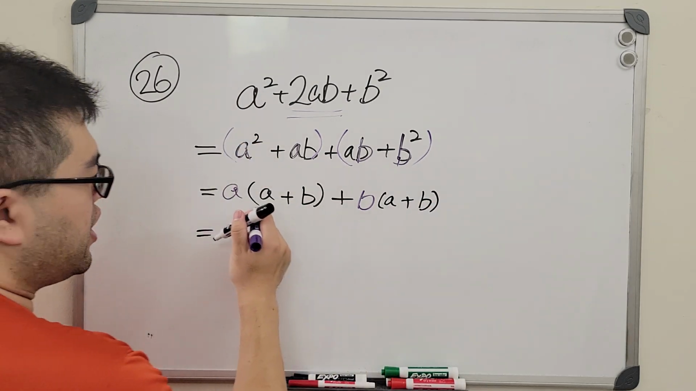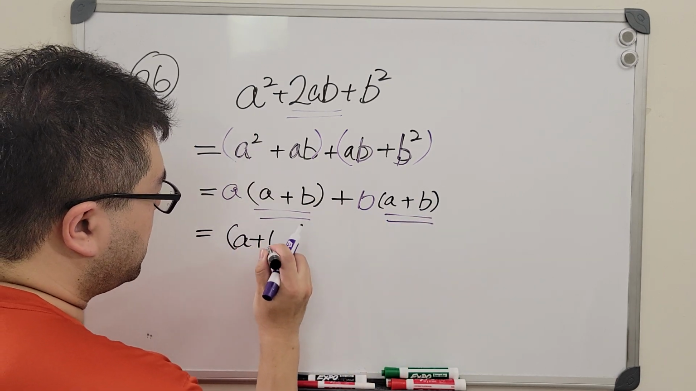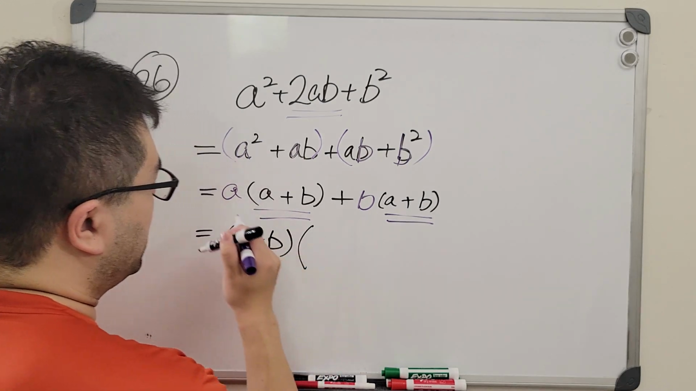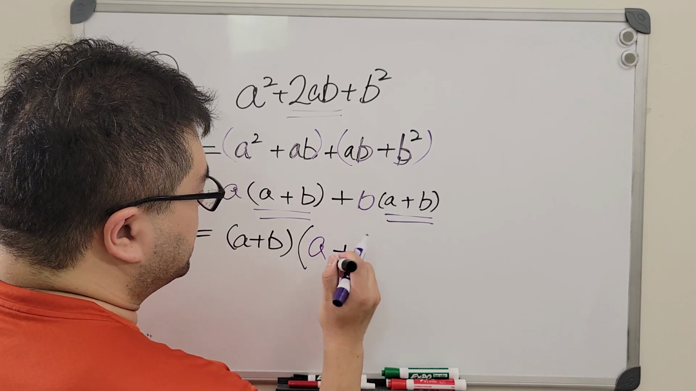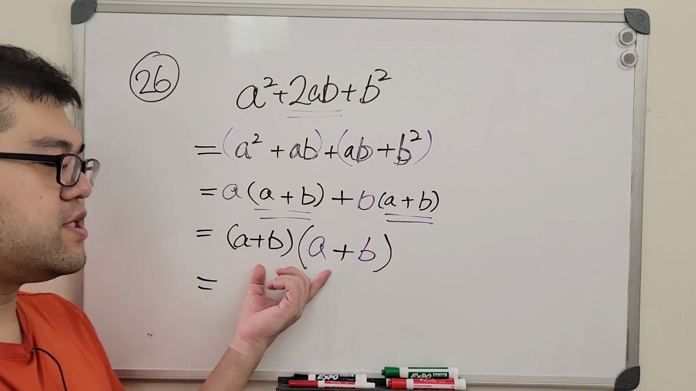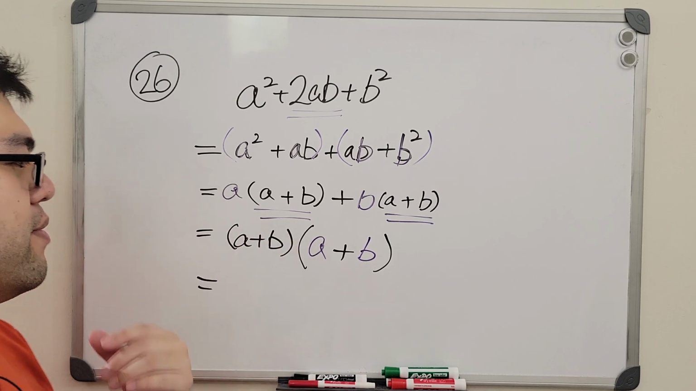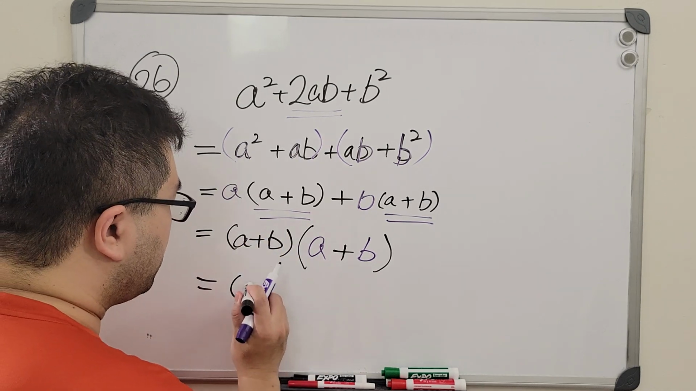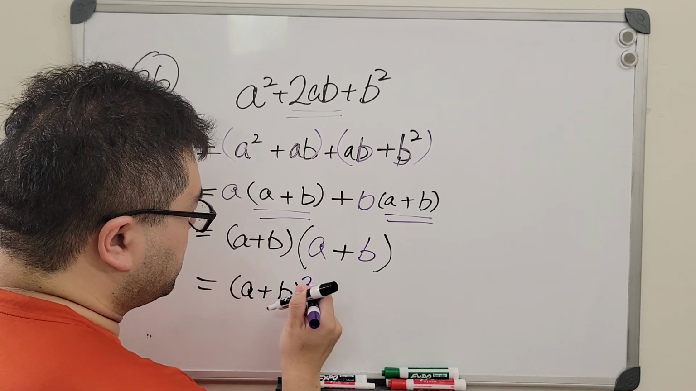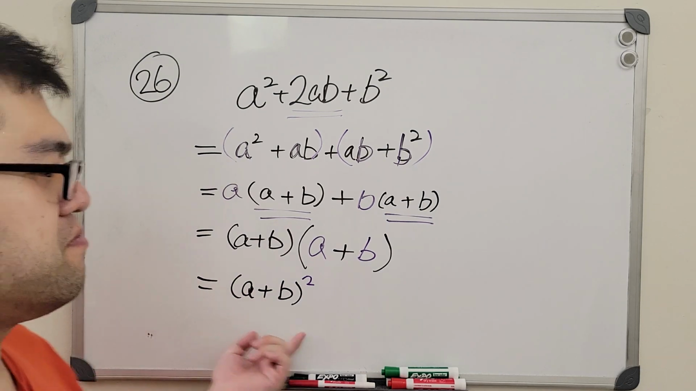And now we have a plus b and a plus b in common. We can just factor that out and see what is remaining. So for the first term, we have this a here, and then for the second term, we have only b here. And now we are almost done. But since these 2 are identical, a plus b and a plus b, we might as well put them together by saying that we're multiplying 2 copies of a plus b, meaning that we'll just put it as a second power. And that's the result of 26. Okay.